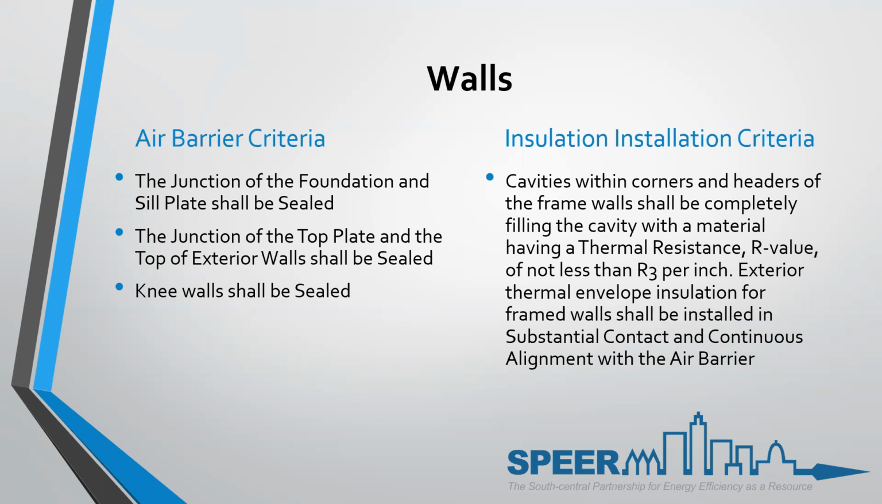So same thing here. They're reiterating it again, that the thermal envelope is made up of the air barrier and insulation. They must be continuous and aligned at all times. But as you see, this is where it points out that headers and corners must have at least an R3 per inch.